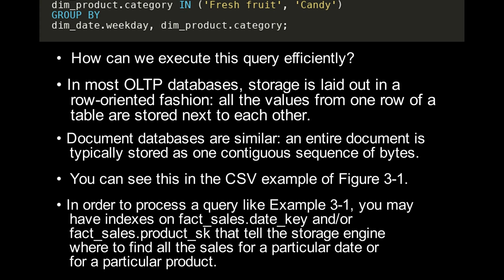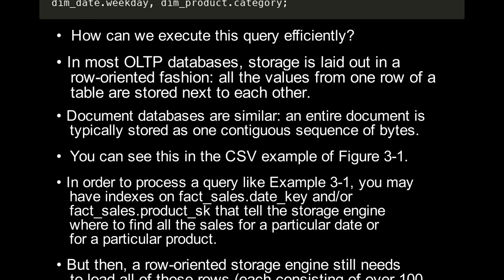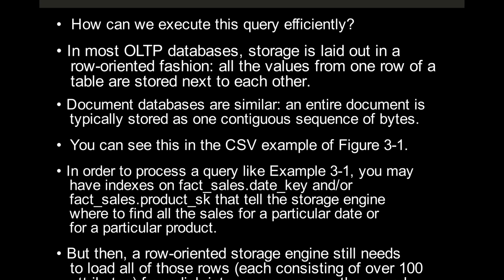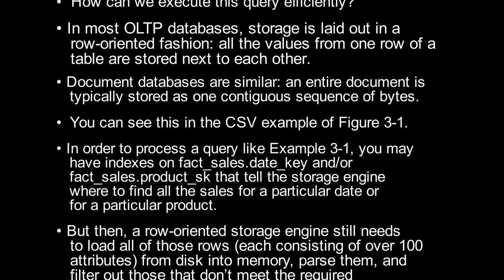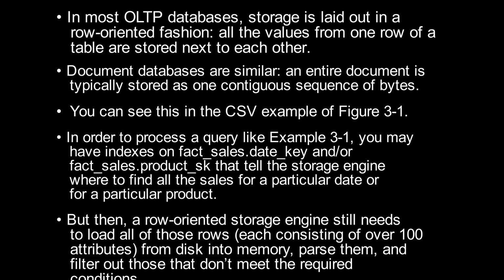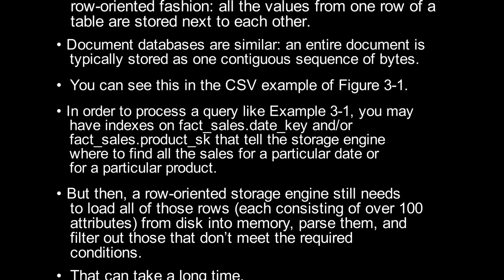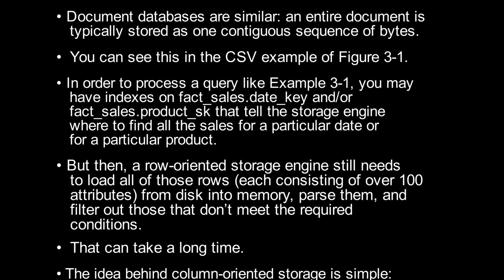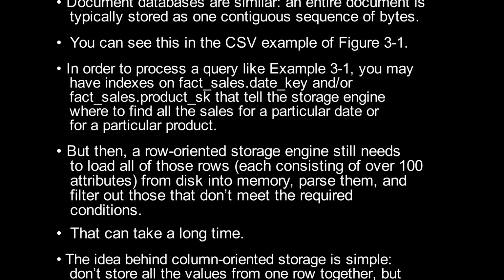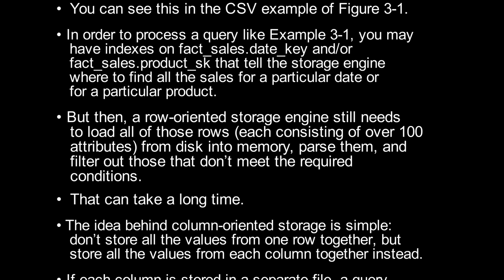In order to process a query like Example 3-1, you may have indexes on fact_sales.date_key and/or fact_sales.product_sk that tell the storage engine where to find all the sales for a particular date or for a particular product. But then, a row-oriented storage engine still needs to load all of those rows, each consisting of over 100 attributes, from disk into memory, parse them, and filter out those that don't meet the required conditions. That can take a long time.